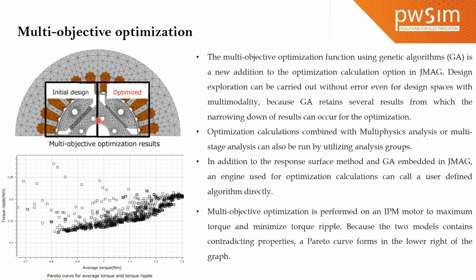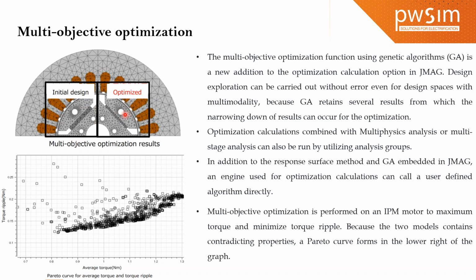the multi-objective optimization is performed on an IPM motor to maximize the torque and minimize the torque ripple. The x-axis defines the average torque in Newton meter and the y-axis defines the torque ripple. Here you have various results for various design topologies of the rotor configuration. For example, the left hand side shows the initial design and the right hand side shows the optimized design.